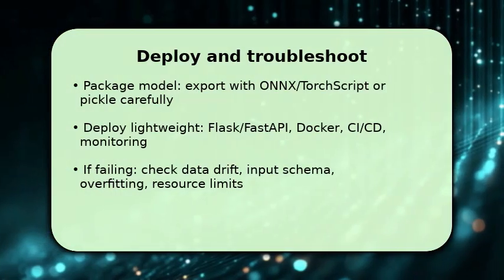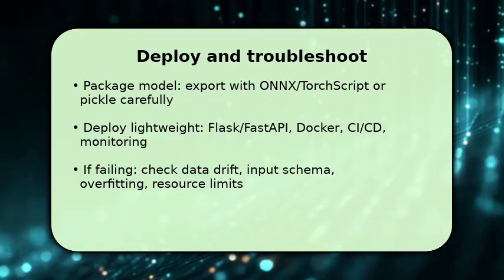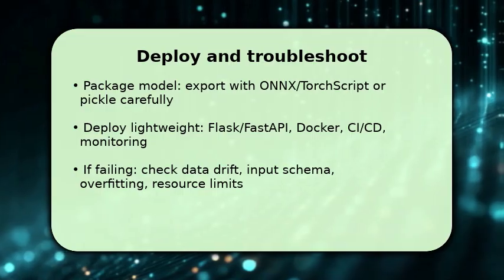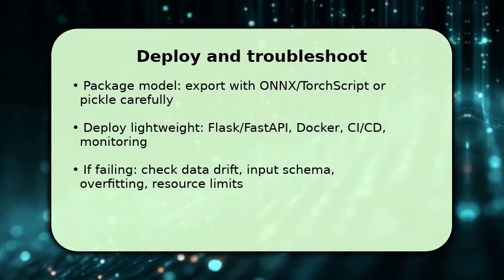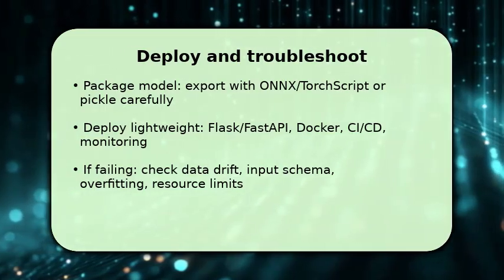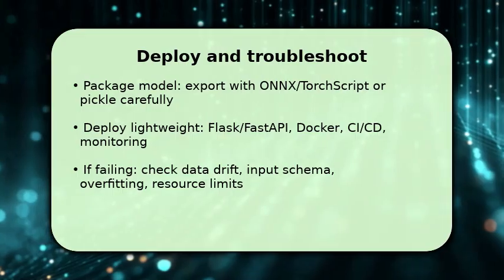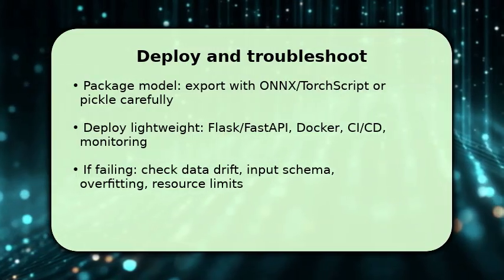Finally, prepare to deploy and maintain your model in production. Export a portable artifact, wrap it in a simple API using Flask or FastAPI, containerize with Docker, and add automated tests and CI/CD for reproducible deployments. Monitor latency, accuracy, and data drift once live, and collect feedback to retrain when necessary.